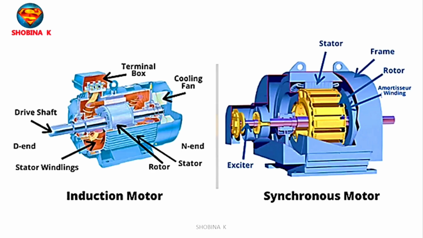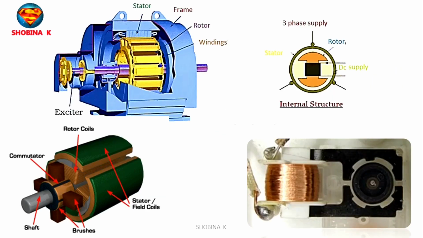The fundamental difference between these two motors is that the speed of the rotor relative to the speed of the stator is equal for the synchronous motor, whereas the rotor speed in an induction motor is less than its synchronous speed. And this is why induction motors are also known as asynchronous motors. And in this video, we will see the synchronous motors.